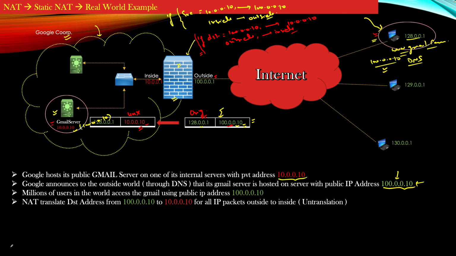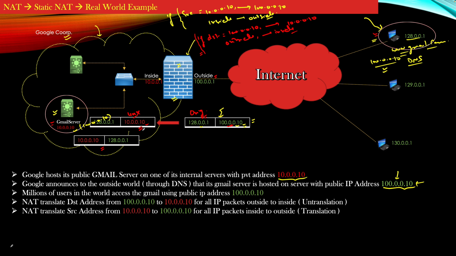Now, the Gmail server will generate some reply. What would the reply packet look like? Obviously, swap the source and destination IP address of this untranslated packet. That would be the reply packet that will be generated by the Gmail server. Now, this reply packet has to reach the original user.